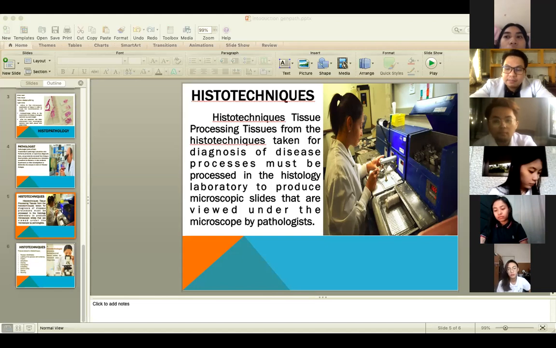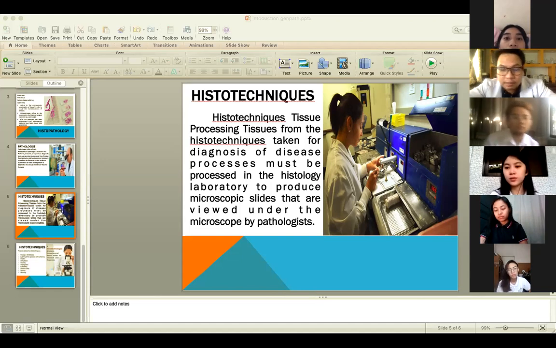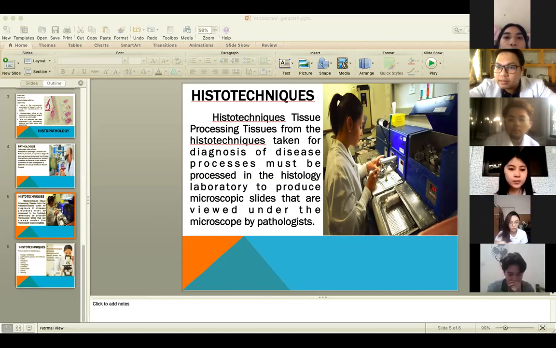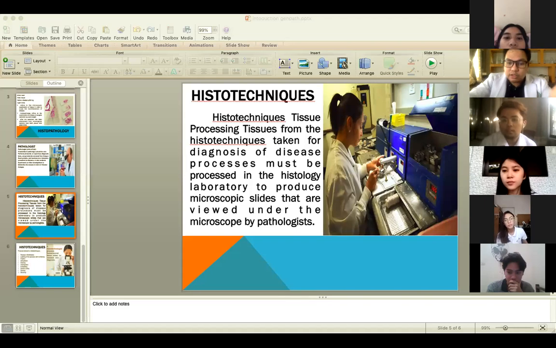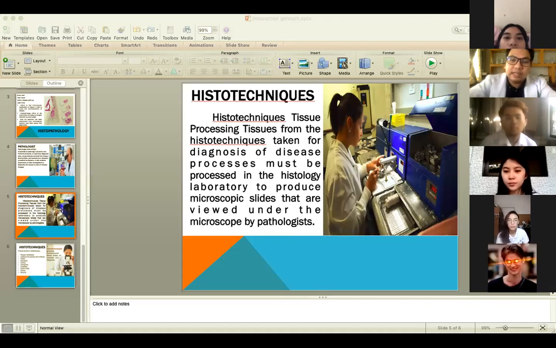Okay? Nag-perform ba kayo ng AFB? Or gumawa ba kayo ng slides for AFB staining? Yes. Familiar ba kayo sa ganitong smear preparation? Anyone? Yes, sir. Yes, sir. Familiar kayo? Okay.